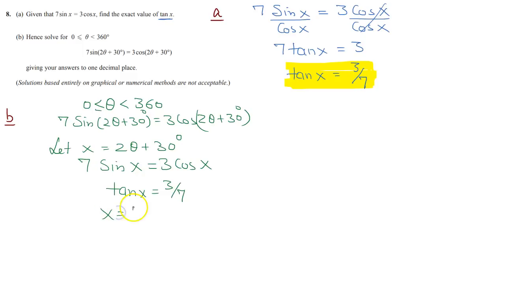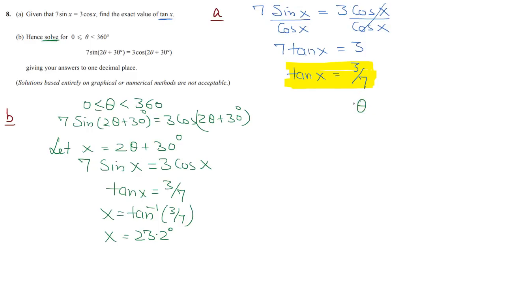So x is equal to, now we have to solve this. We have to find the value of x, tan inverse 3 over 7. You can write arctan 3 over 7 also. So x is equal to 23.2 degrees.